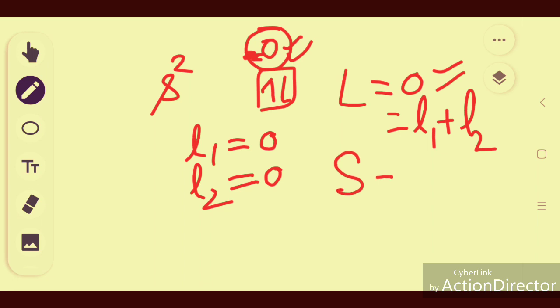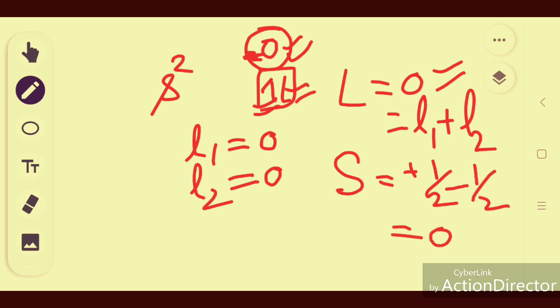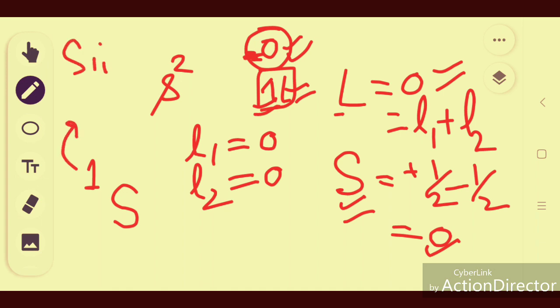What will be the spin? The spin for this electron is plus half, and for this electron it is minus half, so the total spin becomes zero. So we know the value of L. L is zero, so the term will be S. S is equal to zero, so the multiplicity will be 1. If the multiplicity is 1, it means the state is singlet.